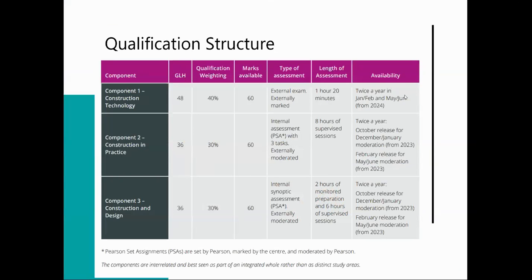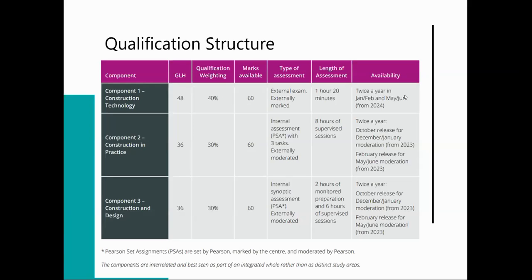So moving on to our own course. It is a 3-component course, like the majority of the Tech Awards. Component 1 is your construction technology, which you'll recognise being fairly similar to the old BTEC First Award exam. 48 guided learning hours followed up by a 1.5-hour exam. The weighting of it is 40% with 60 marks available, and the students will be able to sit that exam twice in a year series. Component 2 is our construction practice.